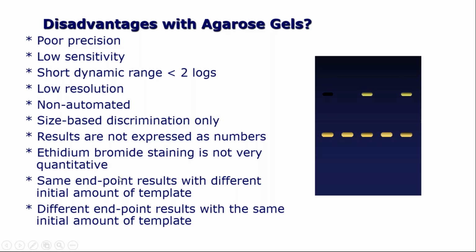And you get the same endpoint results with different initial amounts of template. So if I start with 5 nanograms of DNA, or I use 40 nanograms of DNA, at the end of 35 cycles, almost all will look the same. So the quantification of the amount of the parent DNA which is there in the sample is not possible with endpoint PCR.